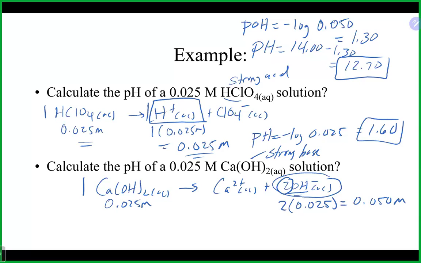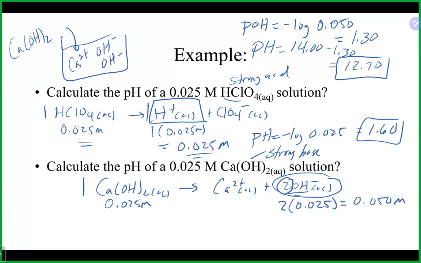Correct. Because when this goes into solution, for every one of these guys, you get one calcium and you get two hydroxides that will come off. And that means it's twice as concentrated in terms of hydroxide concentration. So you just multiply the whole concentration by 2 to get the proper value.